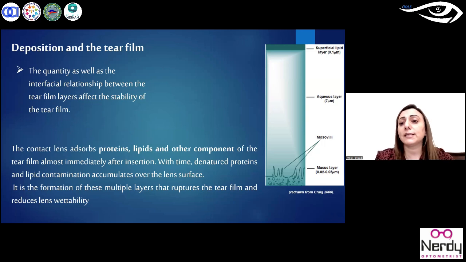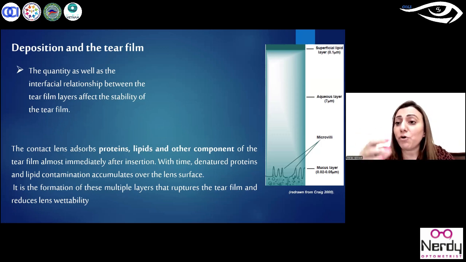Now, what components can deposit from the tear film on the lens surface? We have lipids, we have proteins, and we have many other components in the tear film. All of these components can deposit depending on the lens material. Now, it is known, according to research, that hydrogel lenses deposit more protein, whereas silicone hydrogel lenses deposit more lipids. This is well known after many studies have been done, especially in Canada.